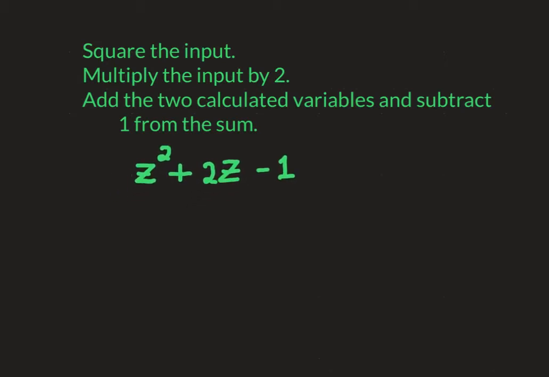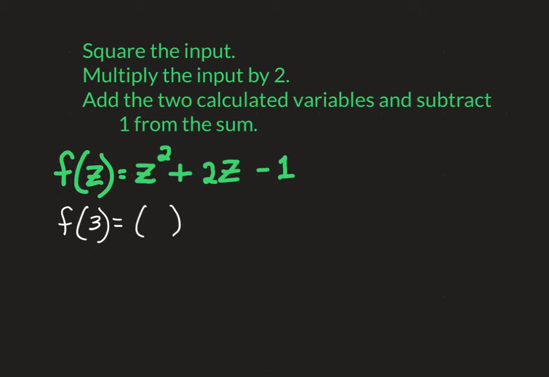So let's go ahead and name this as the function of z. So the function of z equals z squared plus 2z minus 1. And let's put some values in for z. For instance, let's start with, I don't know, let's do f of 3. Okay, so 3 goes in wherever there's a z.